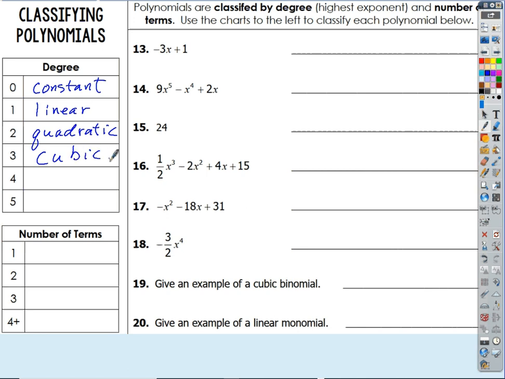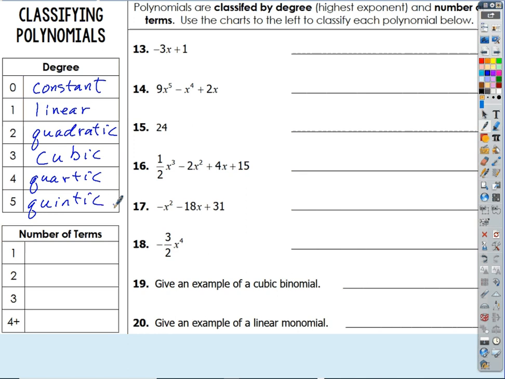Okay, now what about a fourth degree polynomial? Is that the one that gets forever close? Quartic. Yep, quartic. And what about a fifth degree? Quintic.